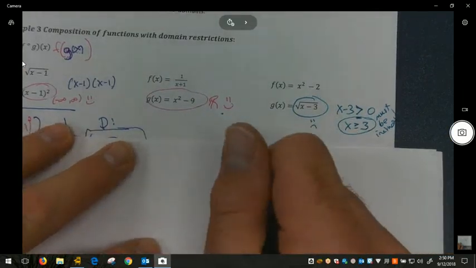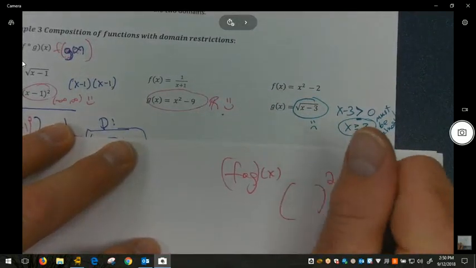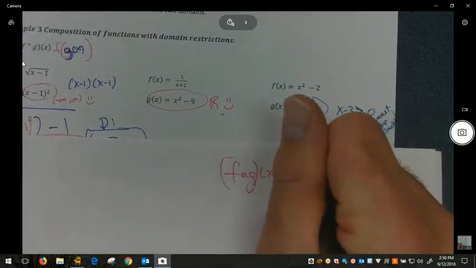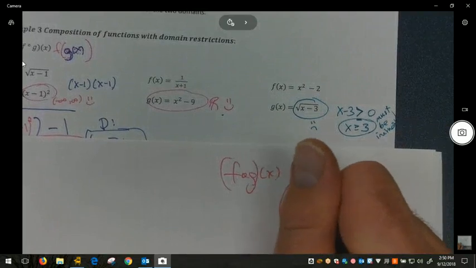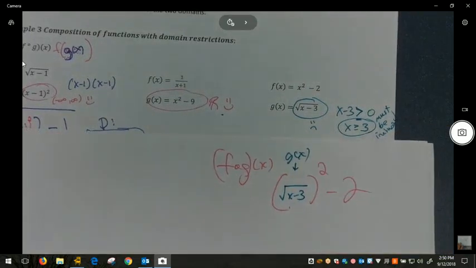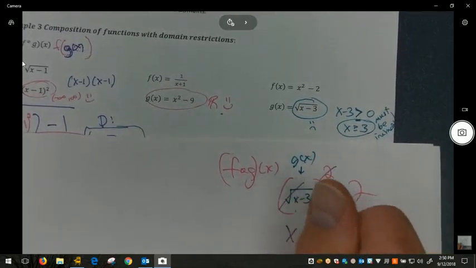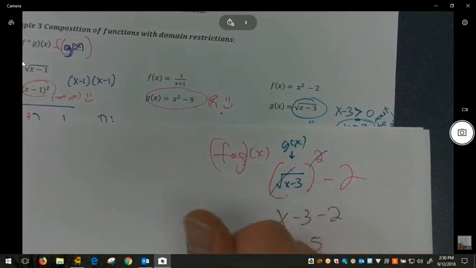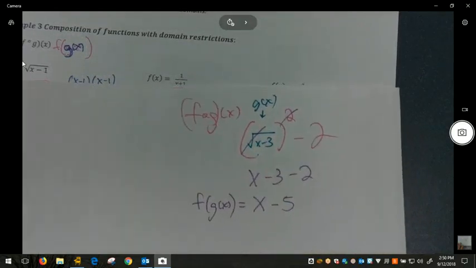So for this function, f of g of x, I have x squared, which was the f of x function, minus 2. I'm plugging g of x in there for the x in this function. That's the square root of x minus 3. And we don't see any problem except, hey, look at this. When I square it, yay, the square root goes away. I now have x minus 3 minus 2, which is just x minus 5. F of g of x equals x minus 5.